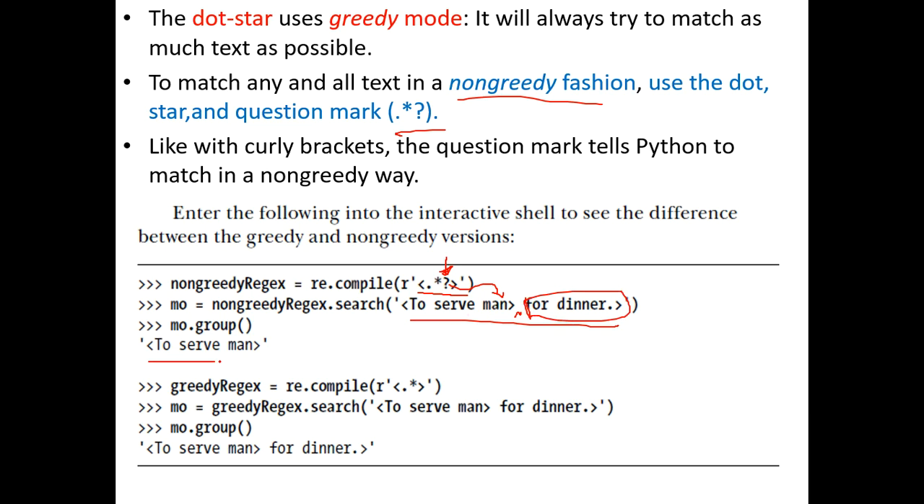Because of that reason, the group is going to have only this, to serve man, which we have written within the curly braces. But next we are not using question mark. So this type of search is greedy fashion. It is going to match the longest possible. So star means 0 or more characters. Because of that reason, it is going to match with the entire string we have passed for search. Because of that reason, here we have got the output as complete.